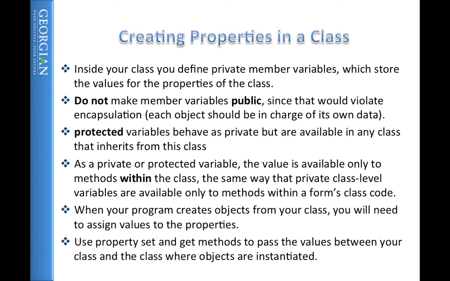Okay, so inside your class, you define all these private member variables, right? And they store all the information that you want to encapsulate in your class. We don't want to make these member variables public, because when we make them public, we break the rules of encapsulation. That's bad, right? And again, we talked about this earlier. Protected variables, with the protected keyword, look like private variables, so they're hidden from the outside world, but they're available in any class that inherits from this class. So we make a protected variable because we want to pass it along to the next class. If you just make it private, it's only available within the class itself. Okay?